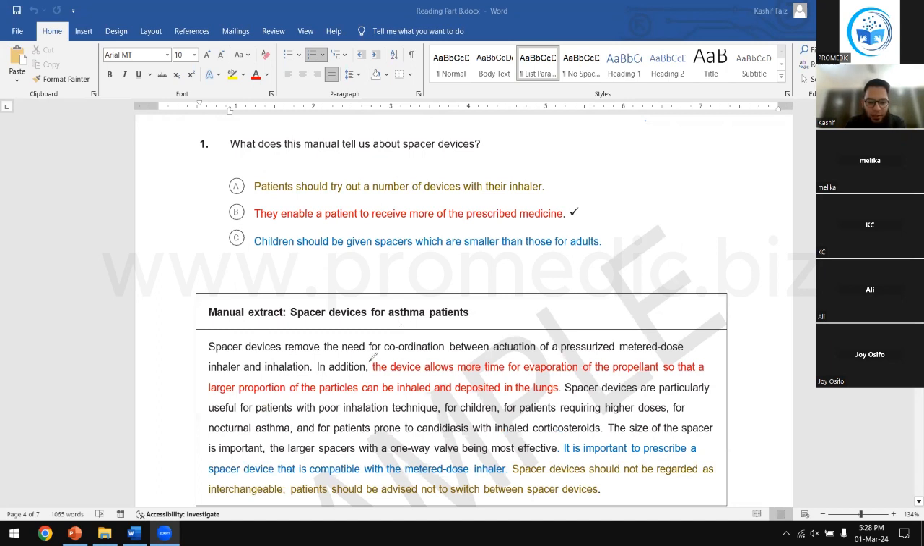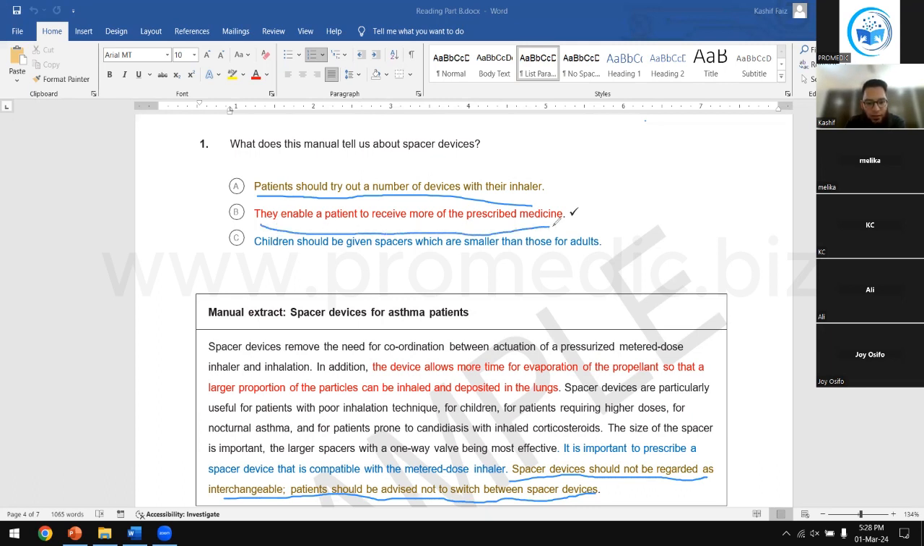Why? See, again, you have to read in the text. Why is A not the correct answer? It says the patient should try a number of devices with their inhaler. It says spacer devices should not be regarded as interchangeable. Patients should not be advised to switch between spacer devices.